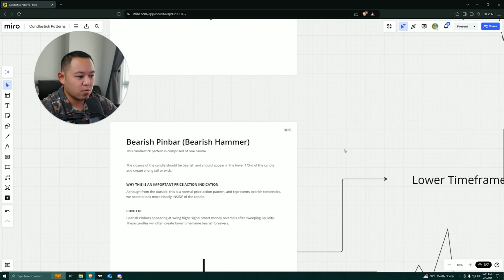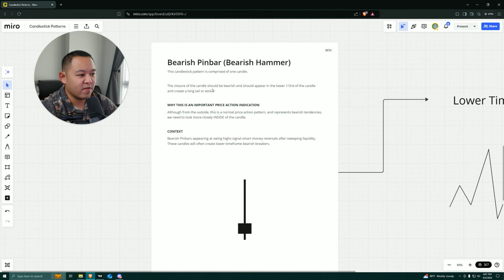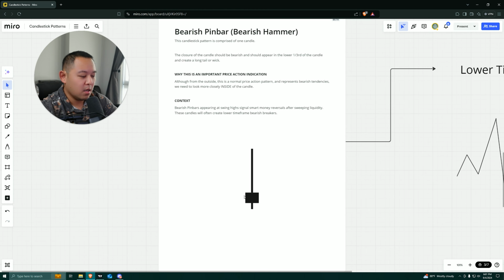The next candlestick we'll talk about is the bearish pin bar. All right. The closure of the candle should be bearish and should appear in the lower third of the candle and create a long tail or a wick. Now, if we get a pin bar that closes bullish, I don't really look at those as smart money reversals, which is what we'll talk about just in a second. But I'm looking for a bearish close at a swing high, maybe taking out a previous level of liquidity.